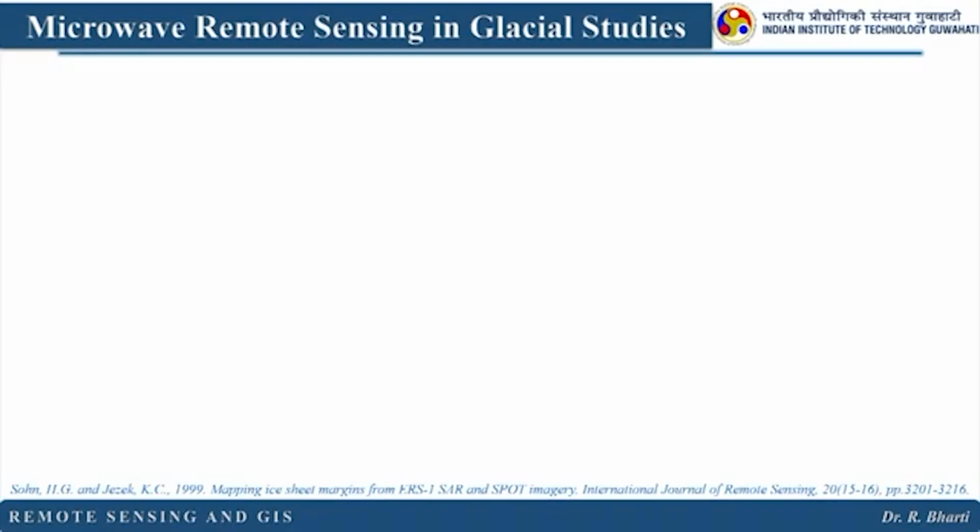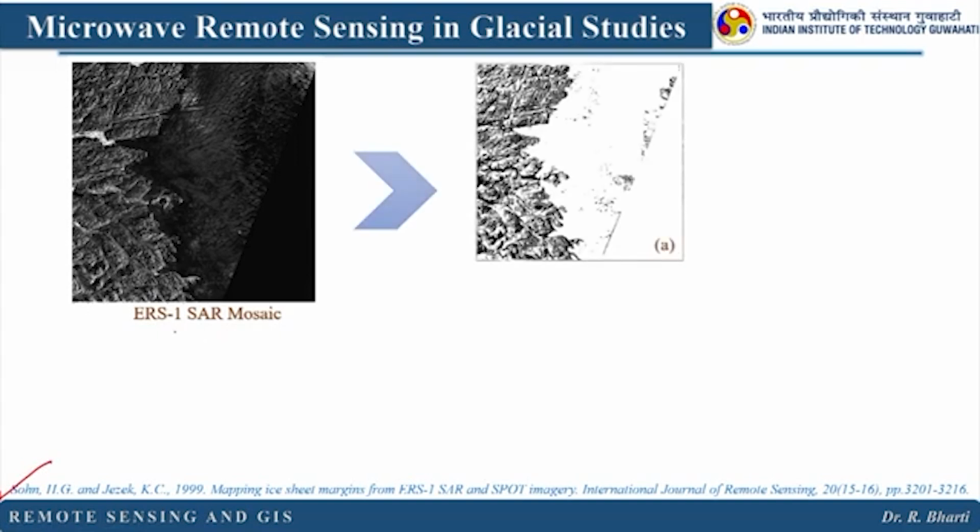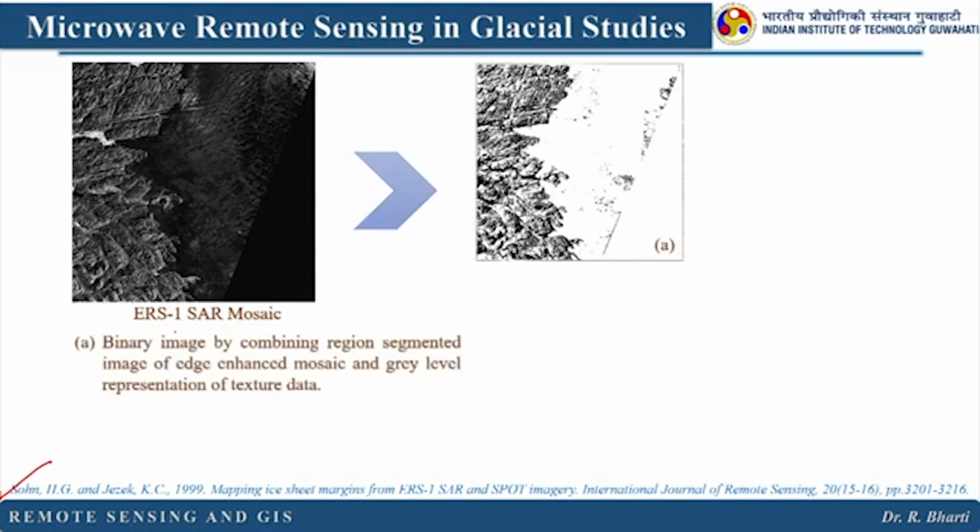Now let us see how this microwave remote sensing has been used in glacial studies. This is one work which has been published by this gentleman. Here you can see this ERS-1 SAR mosaic has been used to identify the boundaries of this snow. So this is the binary image, A, obtained by combining the region segmented image of the edge enhanced mosaic and the gray level representation of texture data.